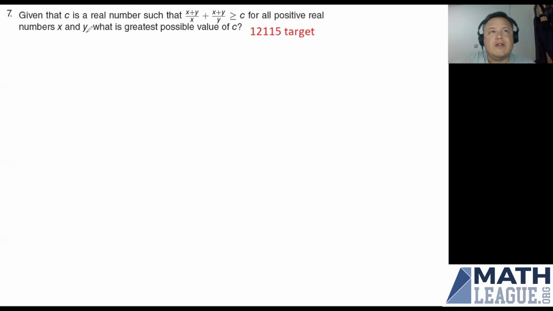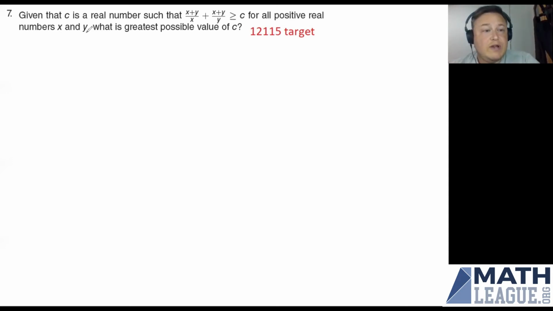So what that tells us is that if we find the minimum value, the lowest possible value that (x plus y) over x plus (x plus y) over y could be, then that's going to be the c that we're looking for, right? That's going to be the number that we're always at least as big as, no matter what x and y are.